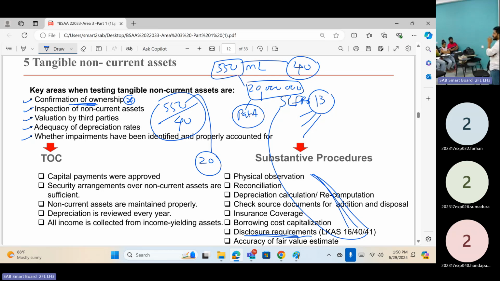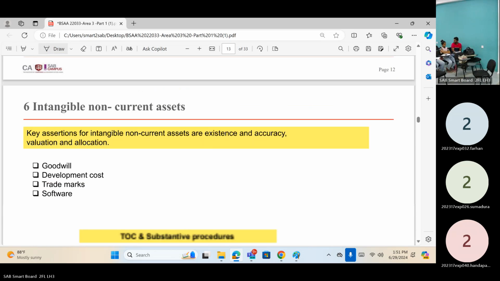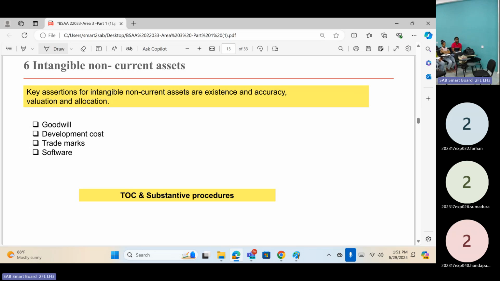So whatever the area I'm giving as a case study, you have to have kind of understanding, and you can design the procedures, identify this, and present a good solution as an auditor. So that's the requirement. I'm done with non-current fixed assets, right? I'm moving to intangible assets.